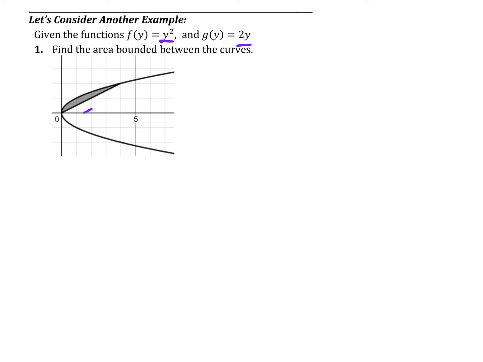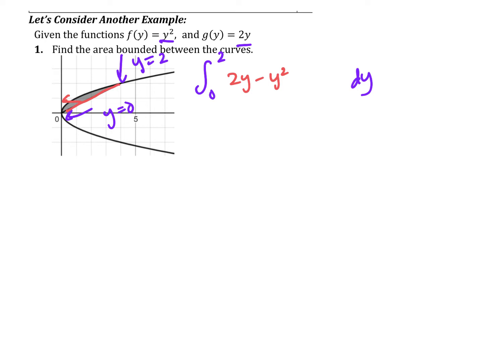So hopefully you had time to look at this. Our bounds are going to be y equals 0 and y equals 2. This is going to be a function with respect to y. And if I look from right to left, I'm going to have the line minus the quadratic. And remember, if for some reason you can't tell, you could always plug in a number between 0 and 2 to test which function is larger.